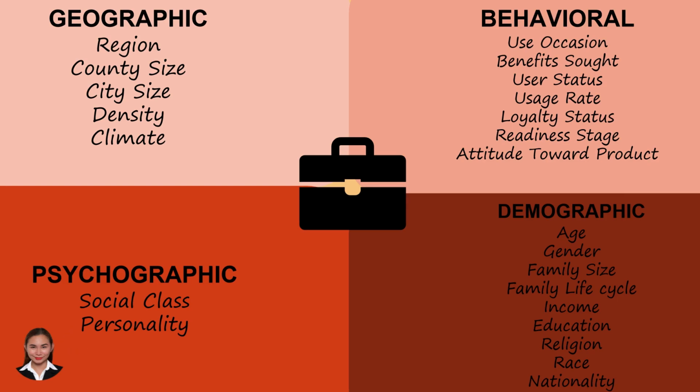So sa behavior, under ng behavior is yung use occasion. Example nun is regular occasion and special occasion. Meron ding benefits sought. Yun naman yung quality, service, and economy. Next is user status. Yun naman yung mga non-user, ex-user, potential user, first-time user, and regular user. Sa usage rate naman, yan yung light user, medium user, and heavy user. Sa loyalty status, none, medium, strong, and absolute. Sa readiness stage, yun yung unaware, aware, informed, interested, desirous, and intending to buy. At saka lastly is ang attitude toward product: enthusiastic, positive, indifferent, negative, and hostile.